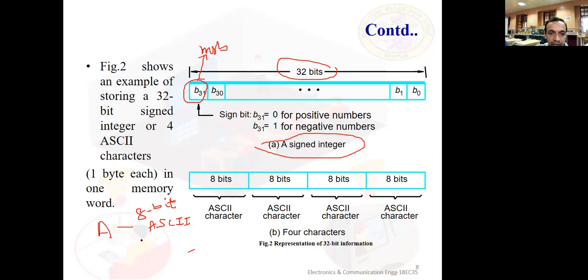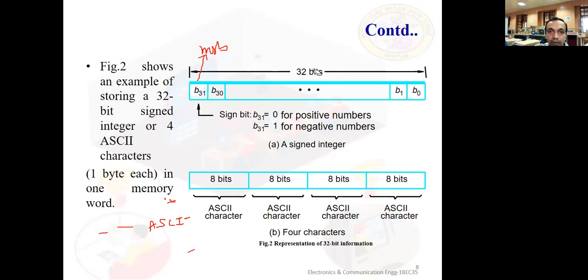Suppose A is 41 in hexadecimal or 65 in decimal, letter B is 42, something like that. Each of them will be represented as 8 bits. So with 32 bits, I can represent 4 characters, because one character size is 8 bits. Even in C programming, you have studied size of char, size of int, in the same way. This is how you try to understand this.